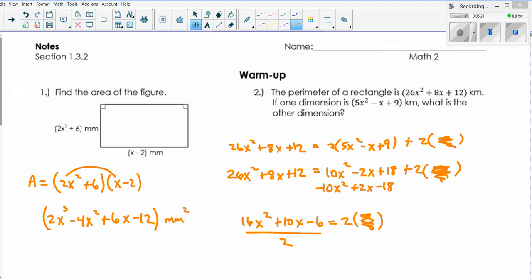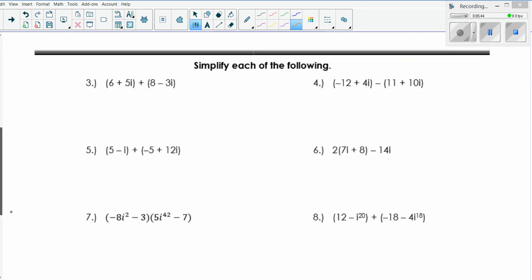I need to divide this by 2, which gives me 8x squared plus 5x minus 3. And that whole thing is my other dimension. So it's not squared or cubed, it's just kilometers. Again, make sure you put parentheses. Okay? Alright. So let's go into simplifying.